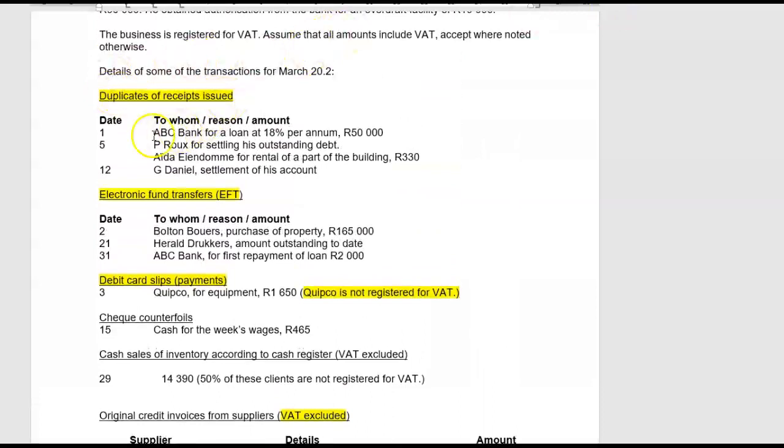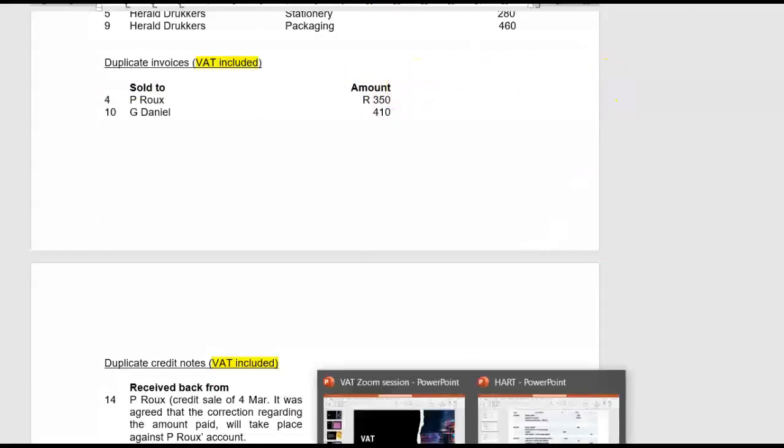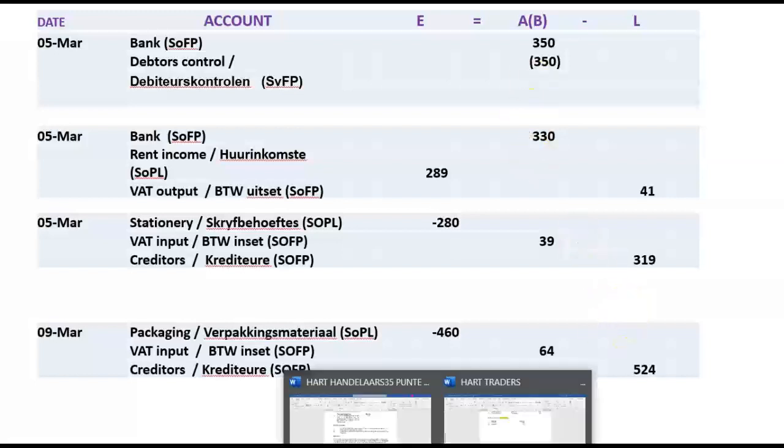The next transaction is on the 5th. A duplicate receipt was issued to Peru for settling his outstanding debt. Now, we have just sold to Peru, and we sold to him 350 Rand. So we have already accounted the sales transaction. All that's happening now is that he's paying his outstanding debt. So bank will be debited with 350 Rand. So that is an increase in assets. And our asset debtors, statement of financial position, will decrease with the 350 Rand. So the one asset will only replace, in this instance, the other asset.